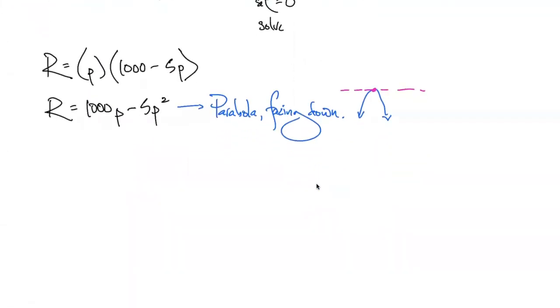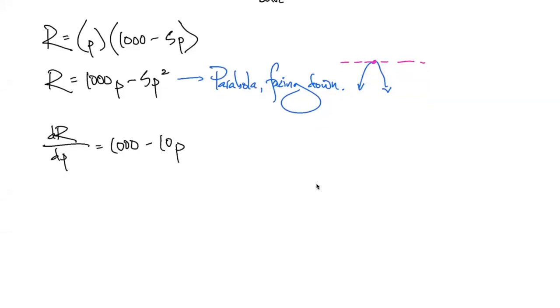All right, let's take our derivative. dR/dp equals 1000 minus 10p. I'm going to set that equal to 0. This is even nicer than the first equation we had. I'm just going to add 10p to both sides. I divide by 10. I get p equals 100.